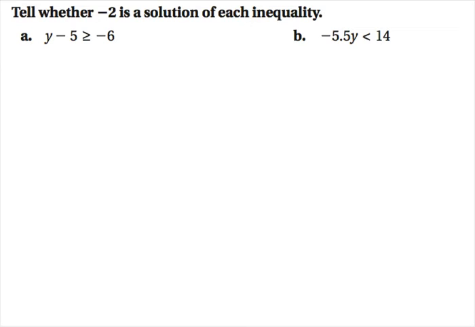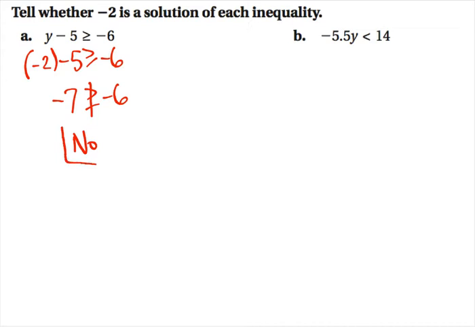Tell whether negative 2 is a solution for each inequality. We're going to plug in negative 2 for the variable and just see if this is true. So negative 2 minus 5 would be negative 7. Is negative 7 greater than negative 6? Well, that is false. So this is not a solution.